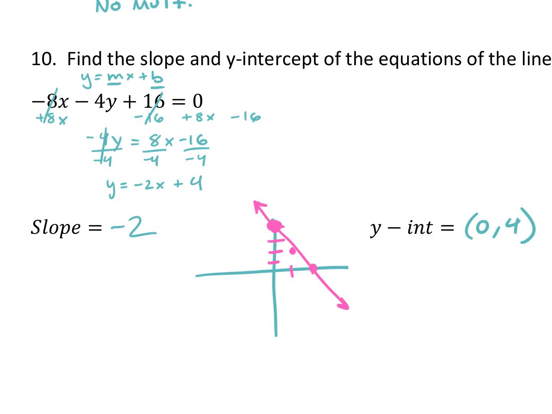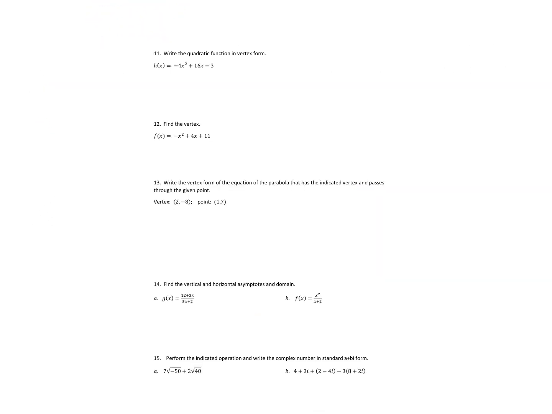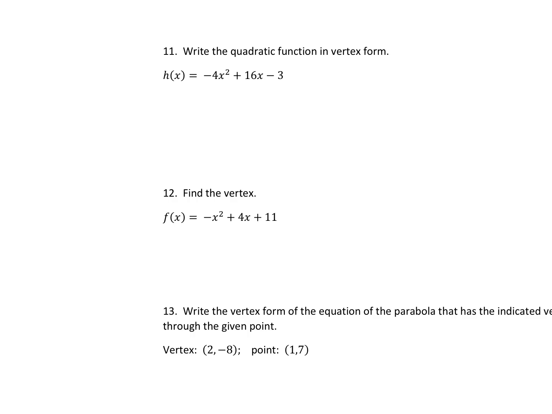So look at your graphs to pick which one has a y-intercept of 4, which one has a negative slope, which line is decreasing. Use your graphs to help you. 11 and 12 are super similar. We're going to do 12. We could do either one, but let's just do 12.